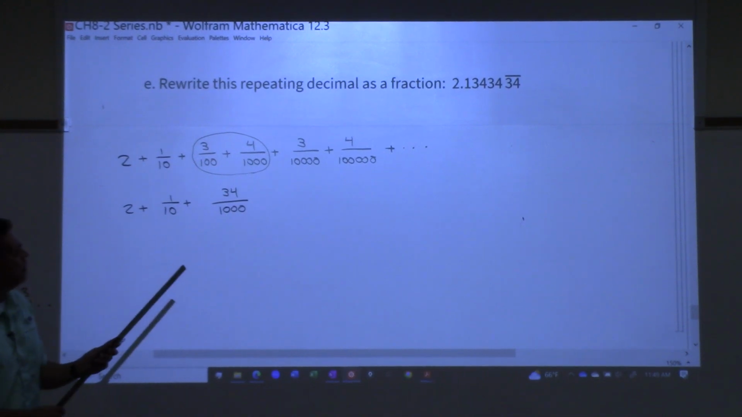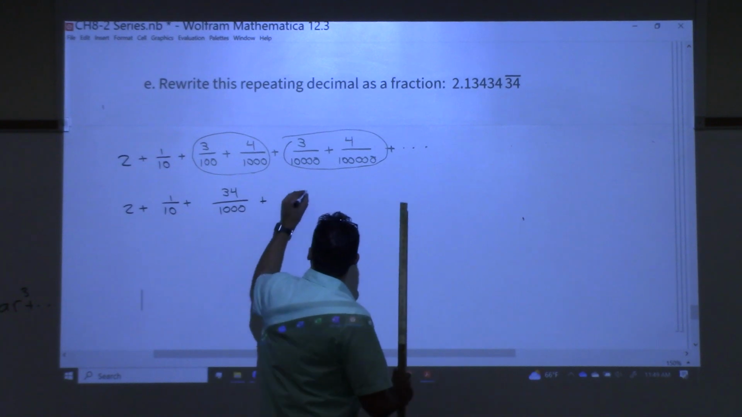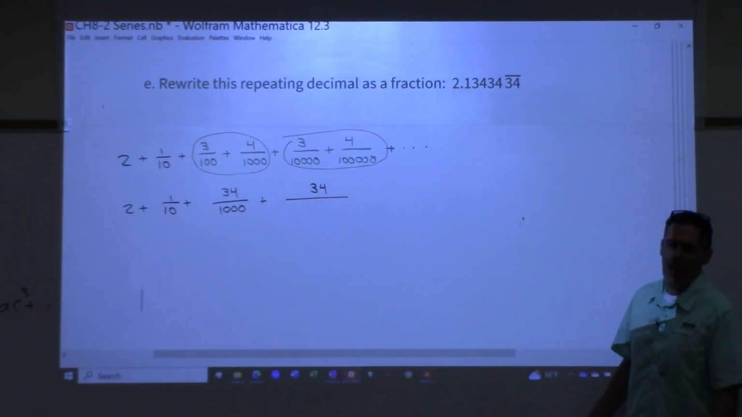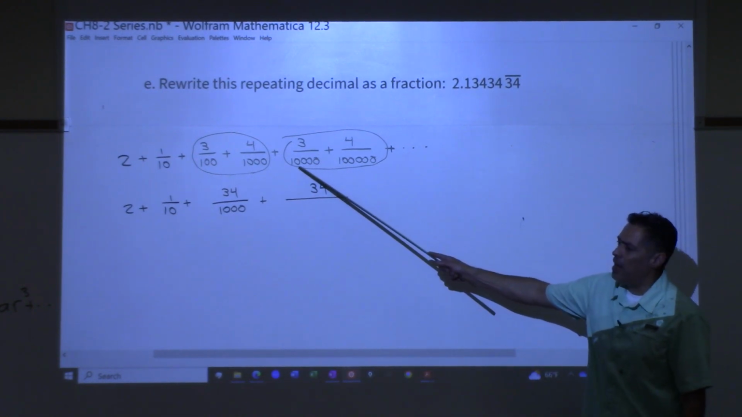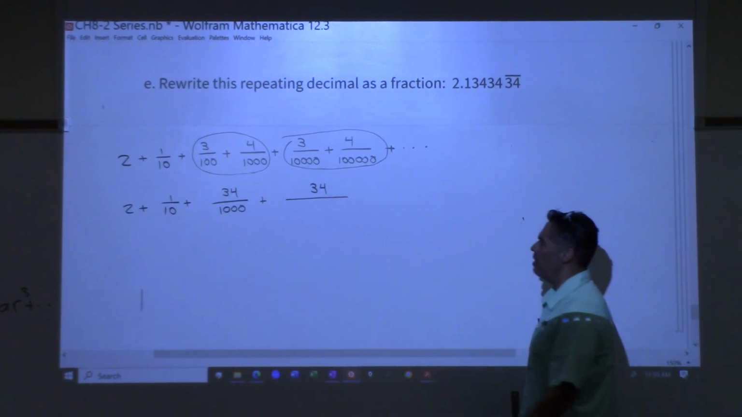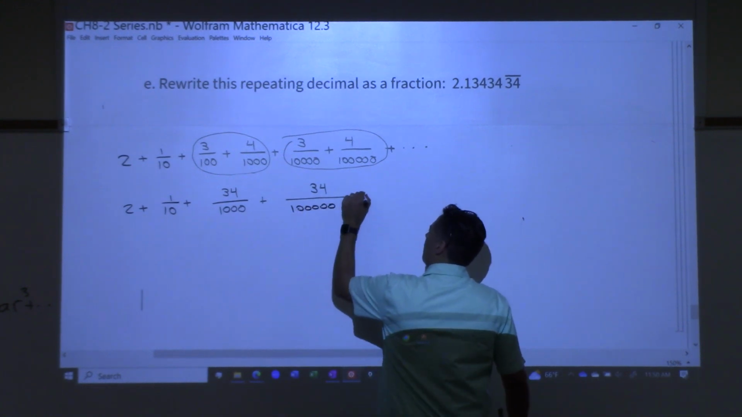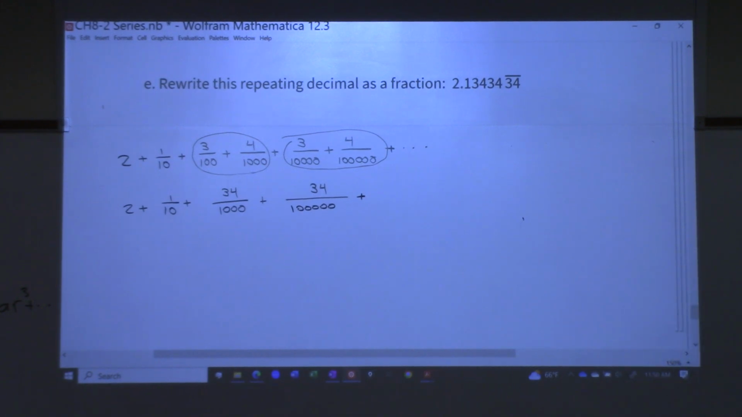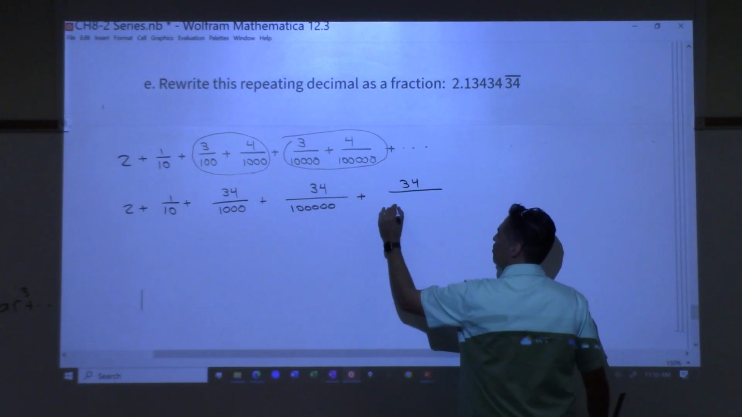Right? And I do the same thing here. This would be 34 over what? 100,000. Right? Because you would just multiply the top and bottom of this by 10. Then they would have the same denominator. And then you add across the top, you get 34 again on top, and then over the 100,000. Okay, plus. Any conjectures on what the next one is? 34 over... Add 2 zeros. Yeah, just add 2 more zeros.